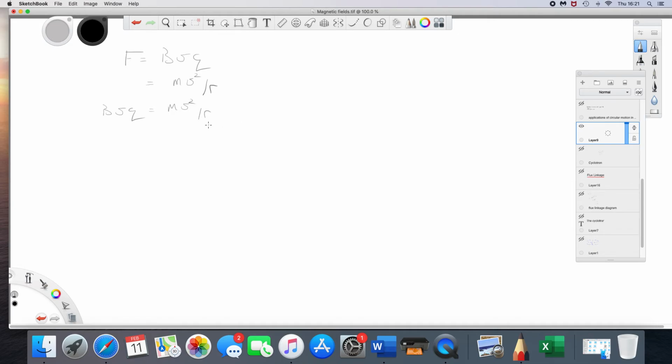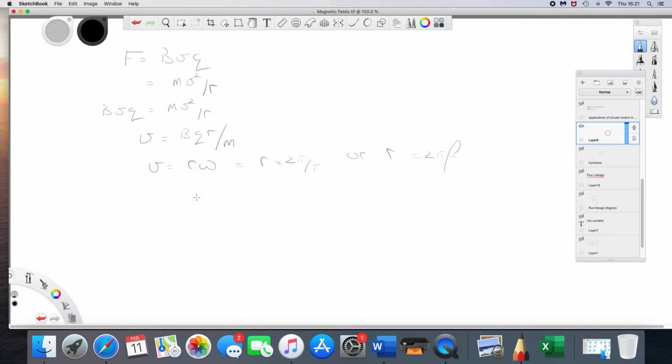Now, if we then get an expression for V by rearranging this, then what we get is BQR over M. Now we also know that V is R omega, which is R times 2 pi over T, or R times 2 pi F, from our circular motion work.